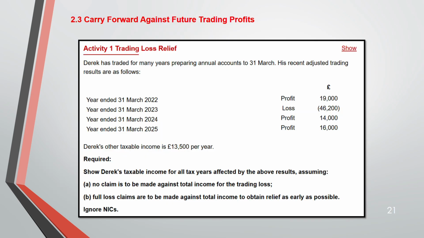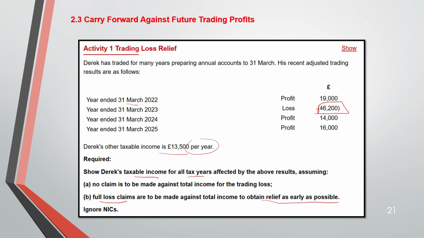Now, activity 1. If you see, they have given you the adjusted trading results from 2022 to 2025. Because the year end is 31st March, no issue, no need to apportion anything, and you have made a loss in 2023. Her other taxable income is 13,500 per year, that means every year. So you have to show, assuming no claim is made against total income, taxable income for all the tax years, and part B, full loss claims are made against total income to obtain relief as early as possible.